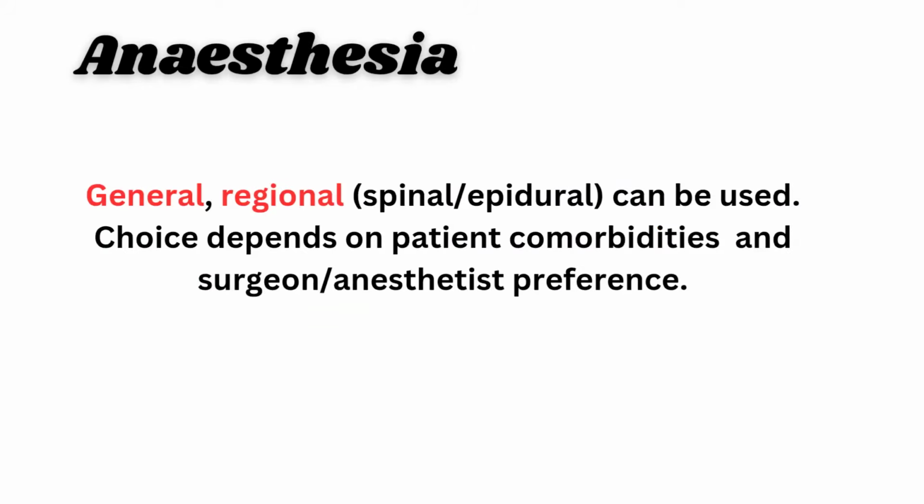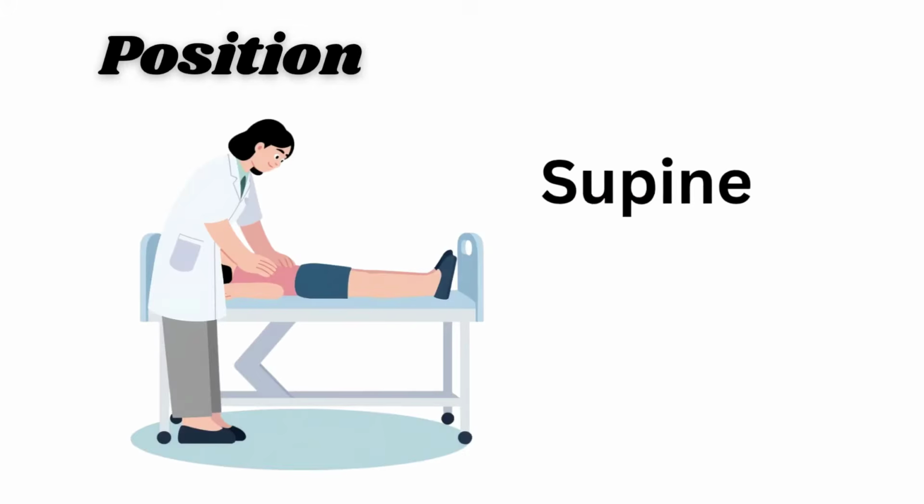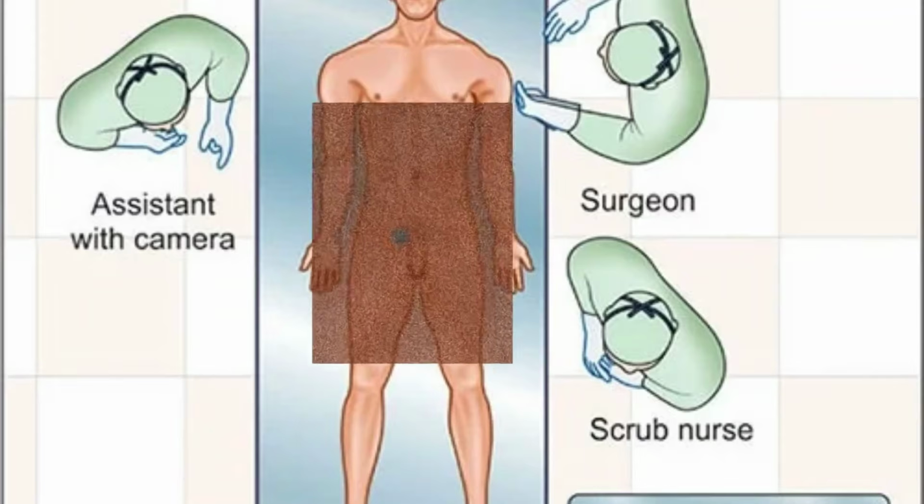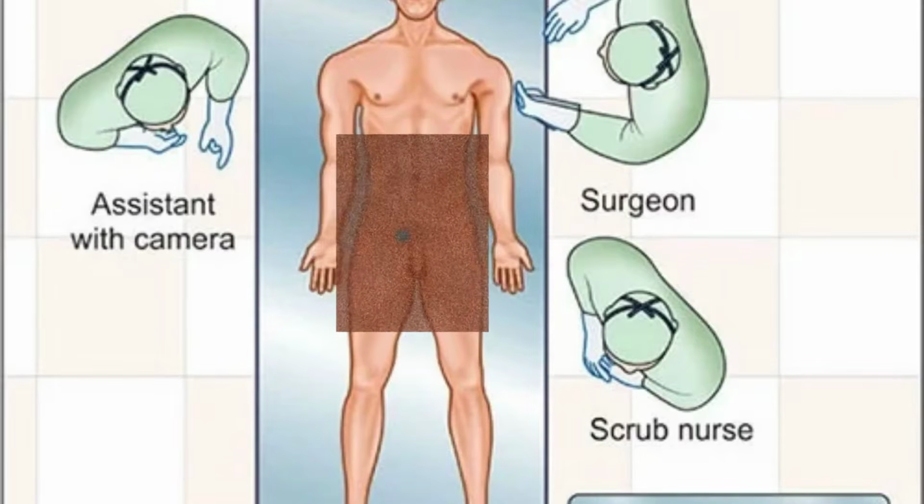The procedure is usually performed under general anesthesia. Position the patient supine with arms by the side. Prep the abdomen from nipples to mid-thigh. Drape to expose the right lower quadrant.